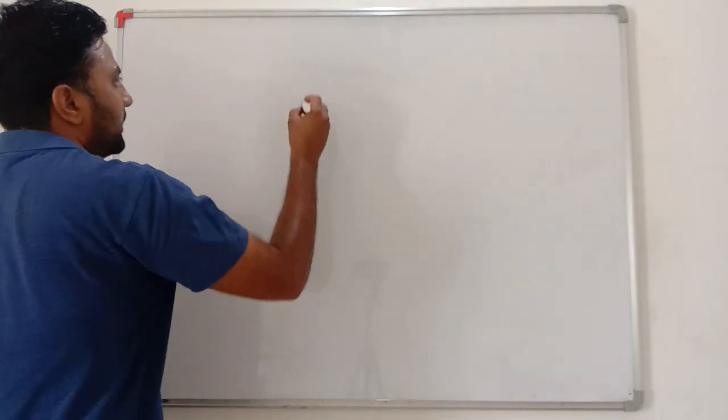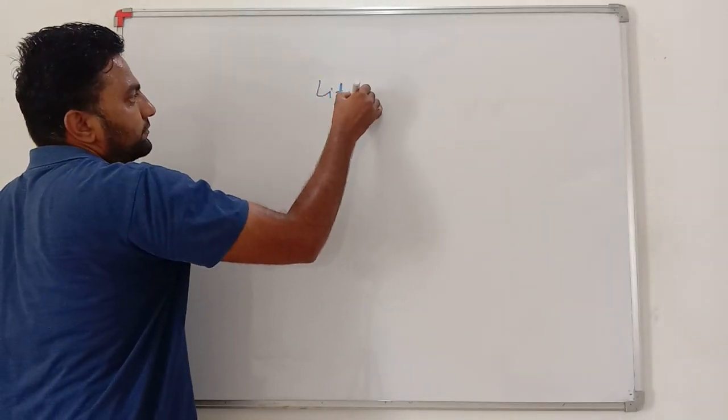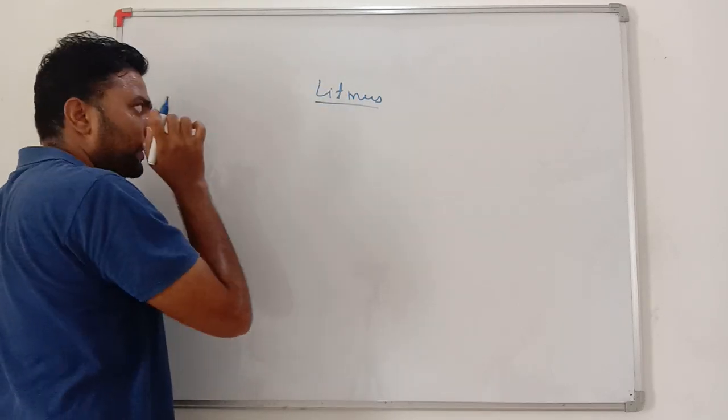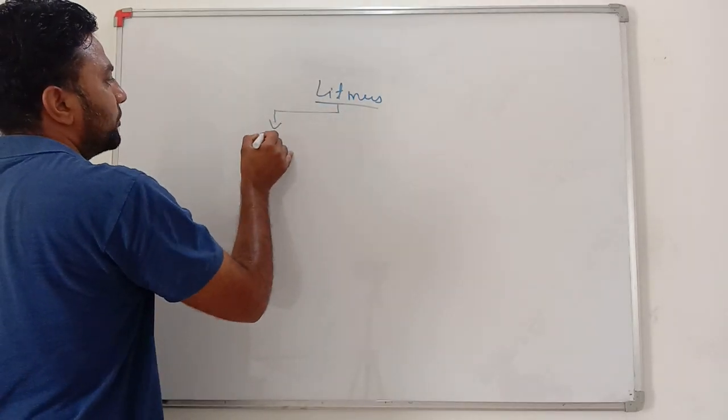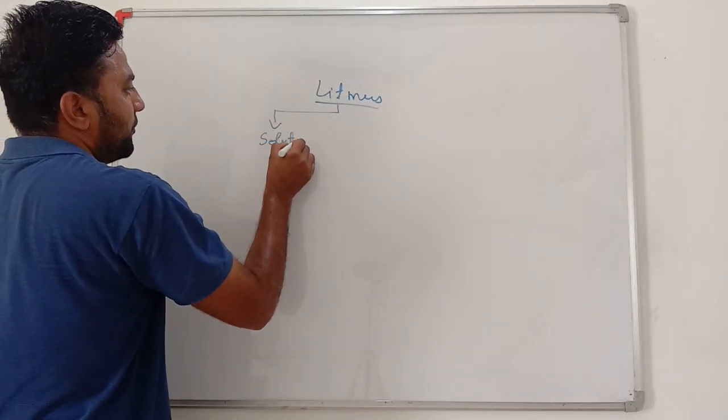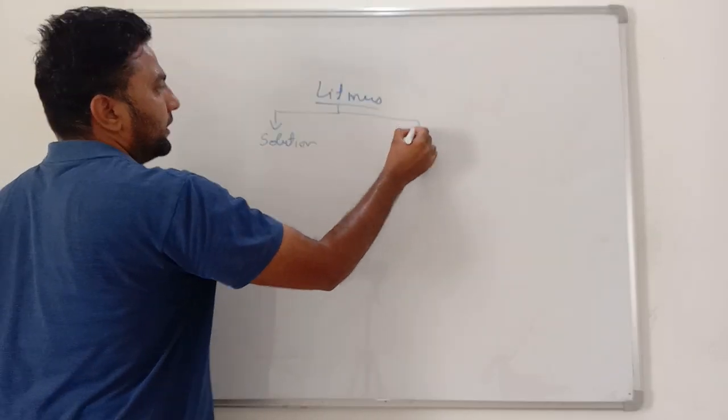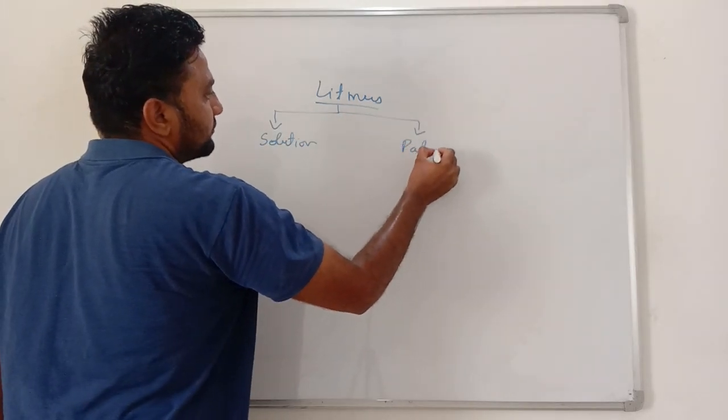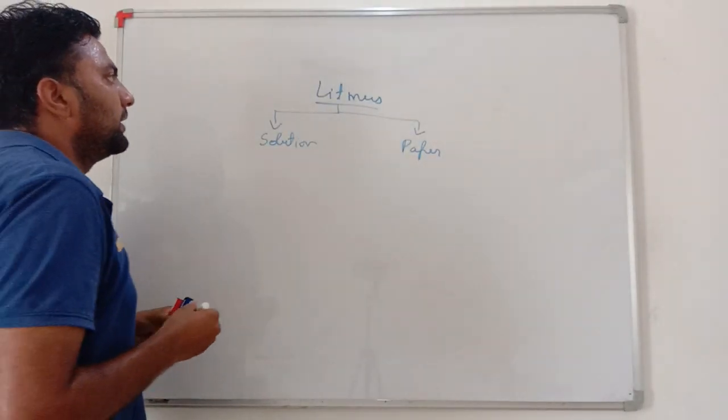The most common indicator being used in the laboratory is litmus. See my dear students, litmus is present in both forms, that is, in solution form and in paper form. What is litmus? First of all, we need to see.